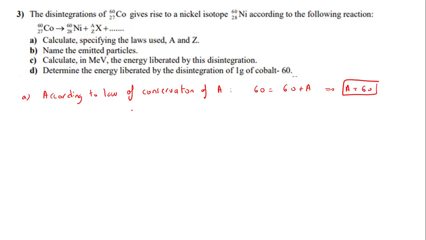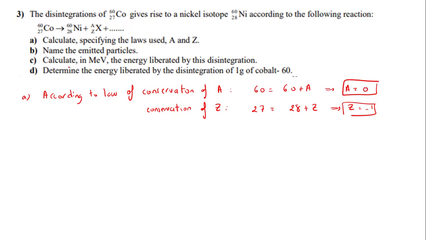We also have conservation of Z, the charge number. So we have 27 equals 28 plus Z, which means that Z equals negative 1. Sorry, here A is equal to 0. I didn't pay attention: 60 minus 60. So here A equals 0.